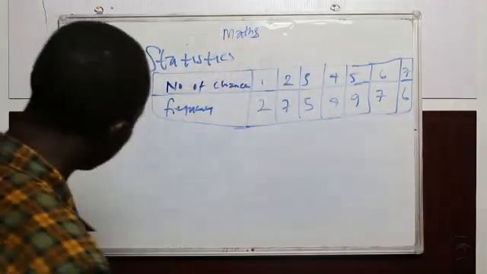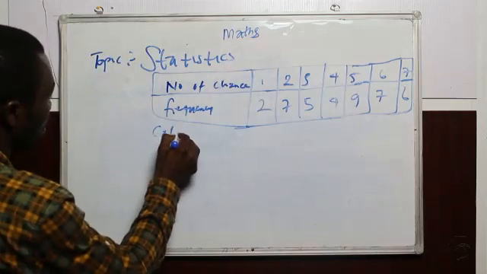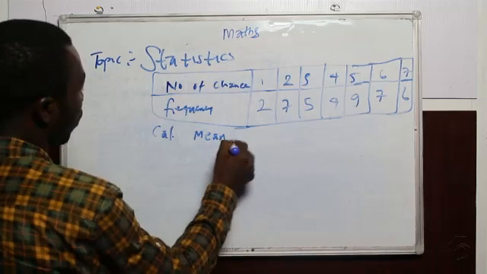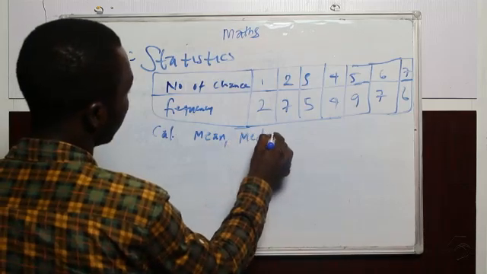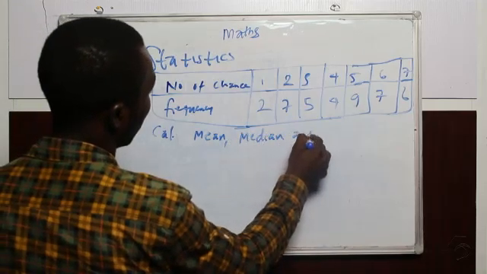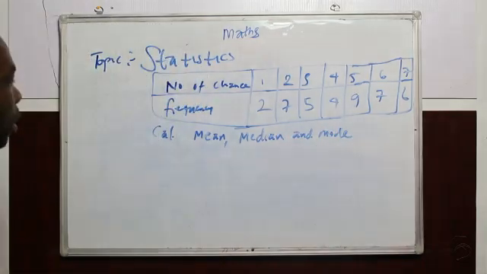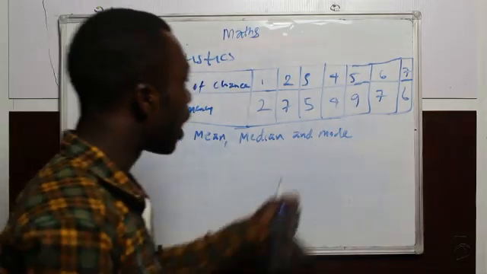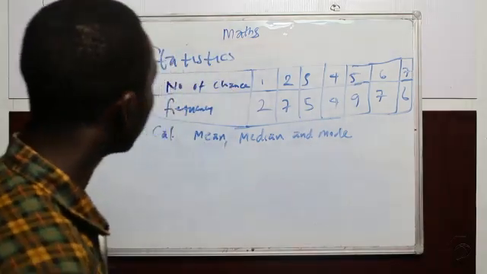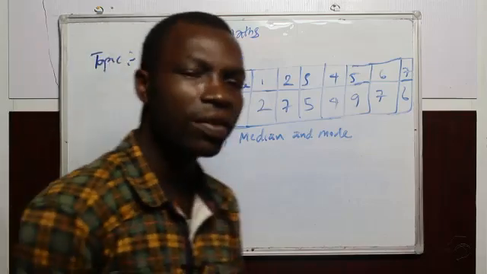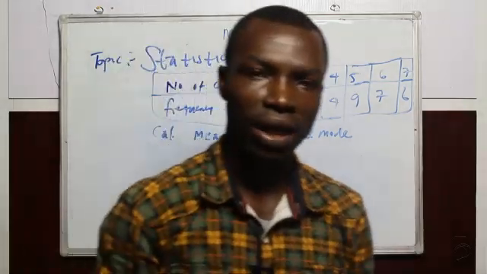Now, the question is: calculate the mean, median, and mode. Calculate mean, median, and mode. I would like us to see this table. Very easy for us to know, but we have to be very careful in solving our answer.